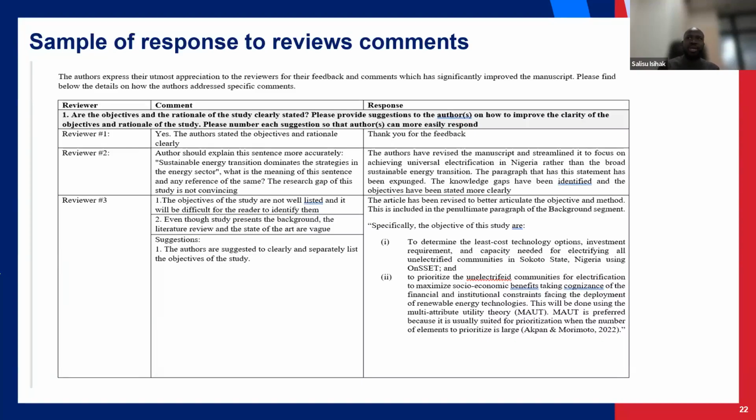The next review comment says that even though the study presents the background, the literature review and the state of the art are vague. I went on to make sure that I make them a little bit more solid. I changed a lot of things. I improved it, and I mentioned that I have improved it. So this is, in a very quick way, how it goes.